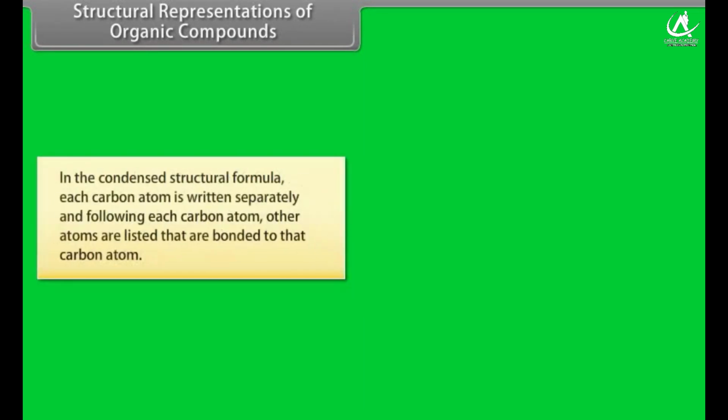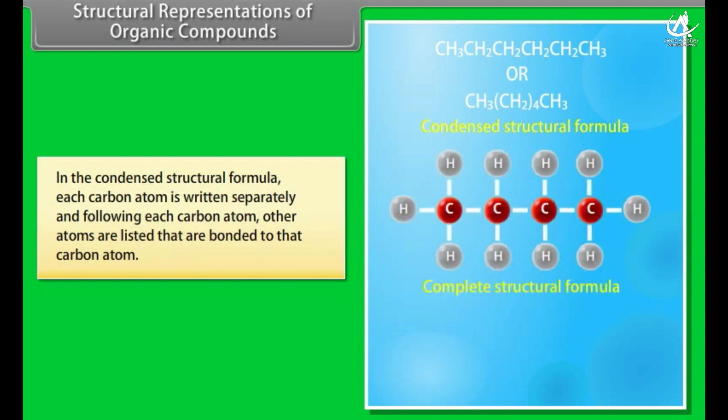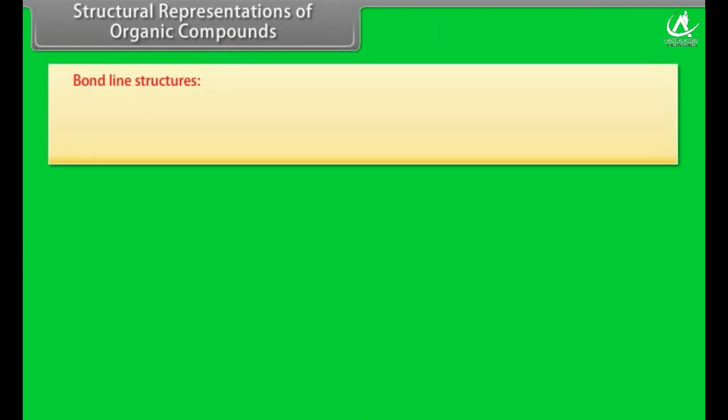Structural representations of organic compounds. In the condensed structural formula, each carbon atom is written separately and following each carbon atom, other atoms are listed that are bonded to that carbon atom. For example, complete structural formula. Its condensed structural formula can be written as bond line structures.